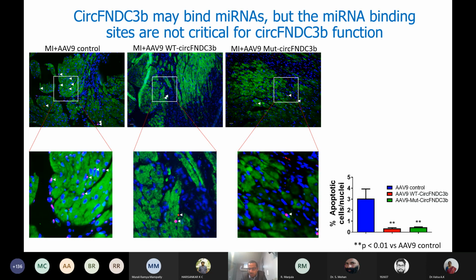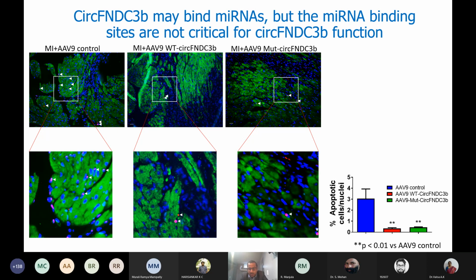Again, in the mouse hearts, we injected the virus with the wild type and mutant, and we found that in both cases, wild type and mutant, both equally protected the heart cardiomyocytes from going into apoptosis. So this suggests that this circular RNA has binding sites for these microRNAs, but they're not functional. So this is interesting.